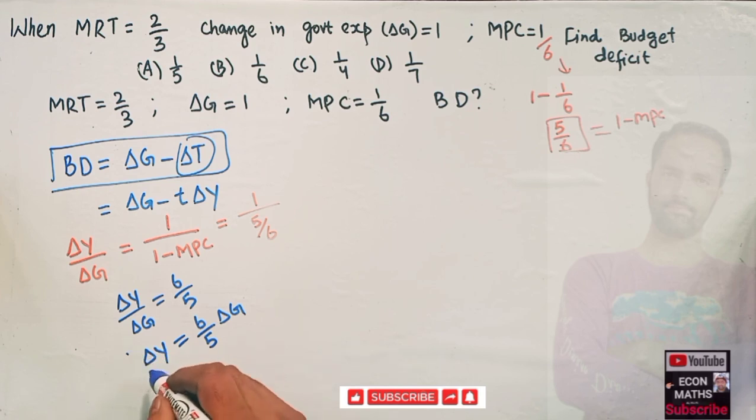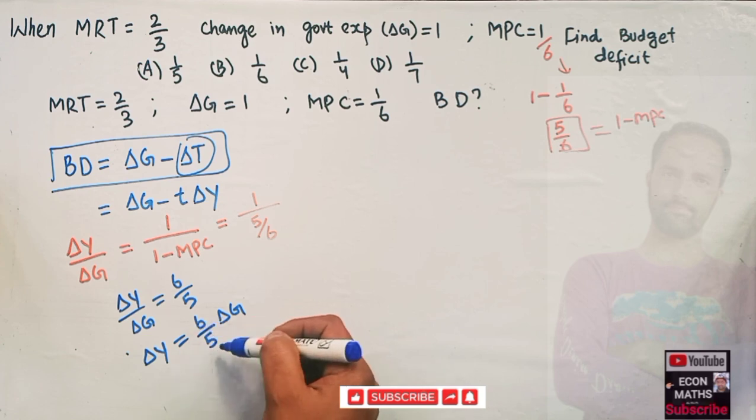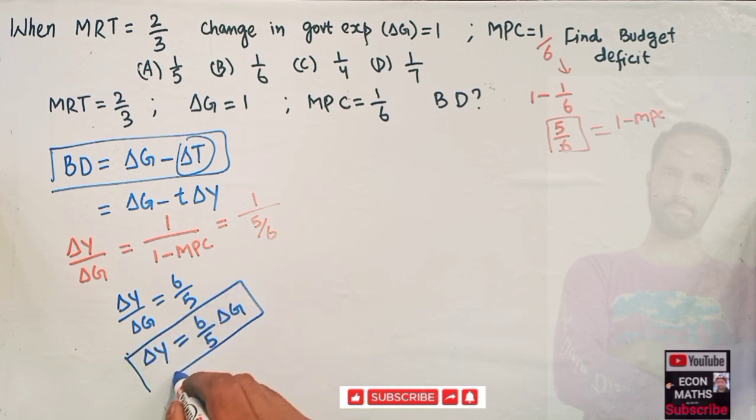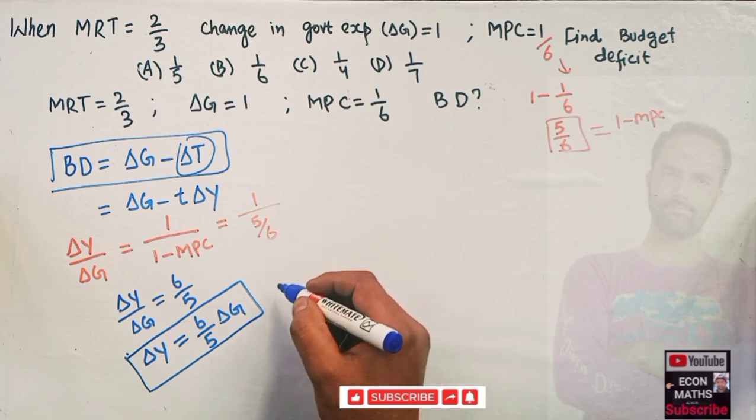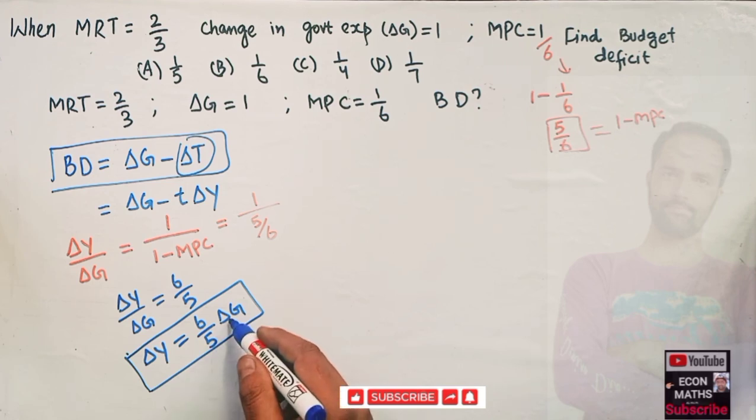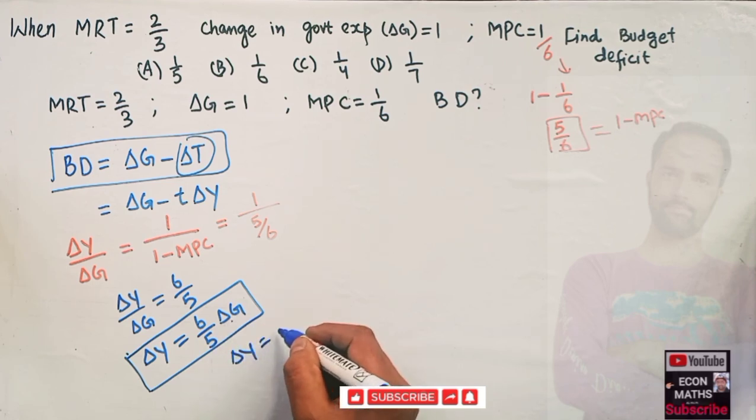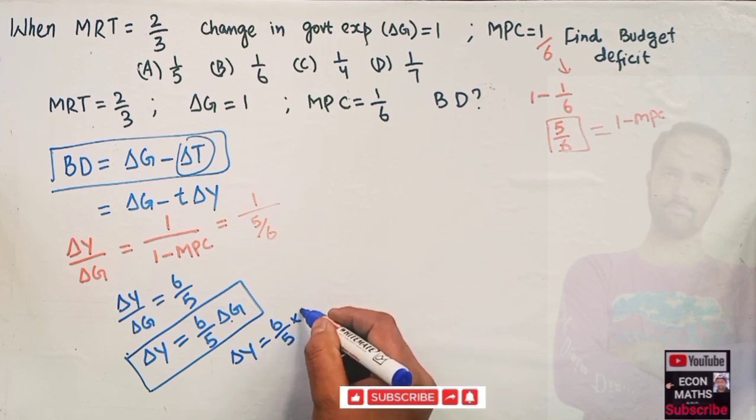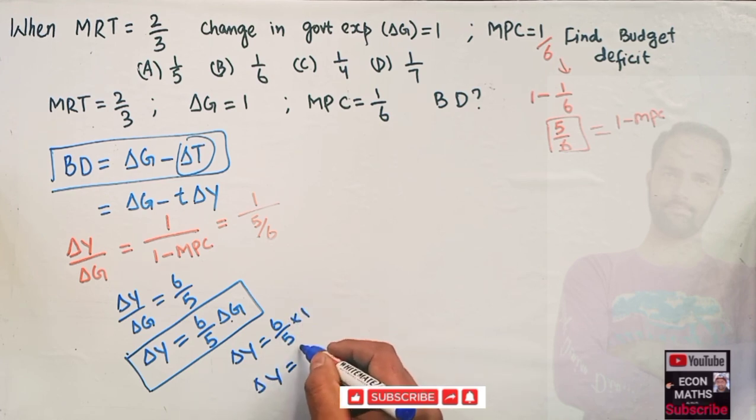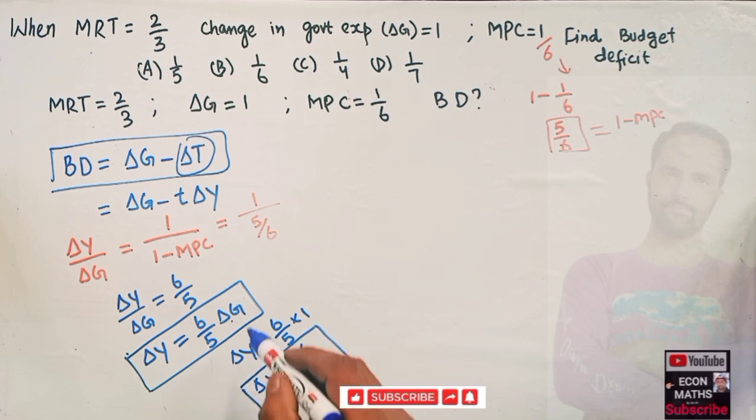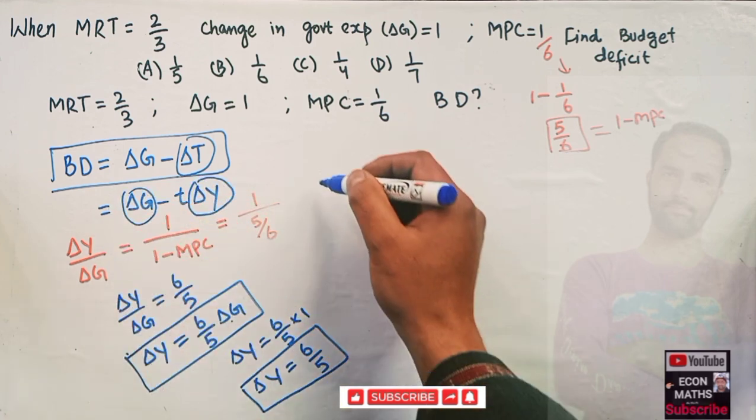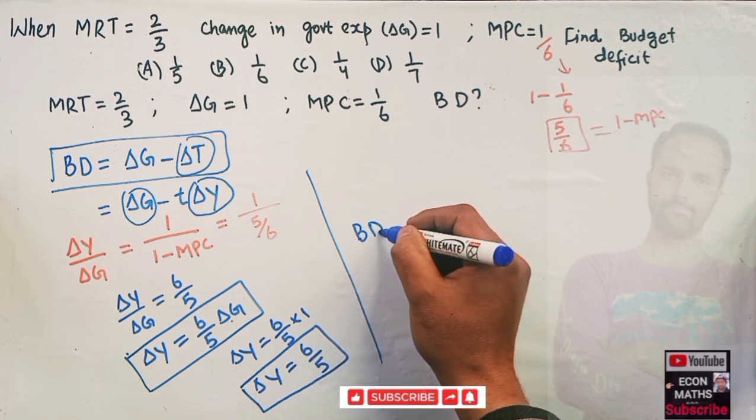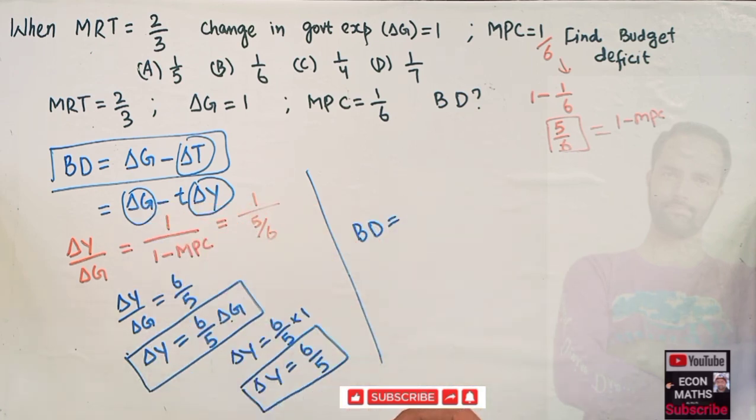This is our relationship between the change in income and change in government expenditure. Now what we are being given here is delta G is 1, so in place of this I can write 1. That means delta Y is equal to 6 upon 5 into 1. So delta Y is equal to 6 upon 5. So we got the value of delta Y. Delta G is given to us, then our budget deficit is simply equal to this.